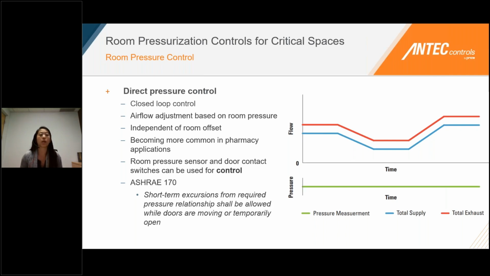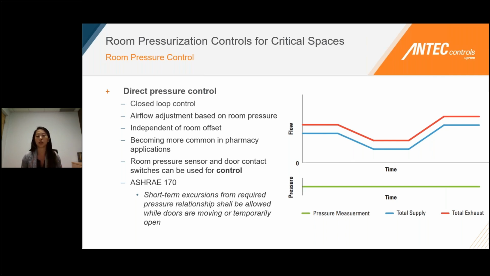In this case, of course, room pressure sensors are required, and door contact switches can also be used to interfere with the control of the airflow valves. ASHRAE 170 does say that short-term excursions from required pressure relationships shall be allowed while doors are moving or temporarily open. What that means is that it's not expected for us to maintain airflow or pressurization in the space while a door is open.